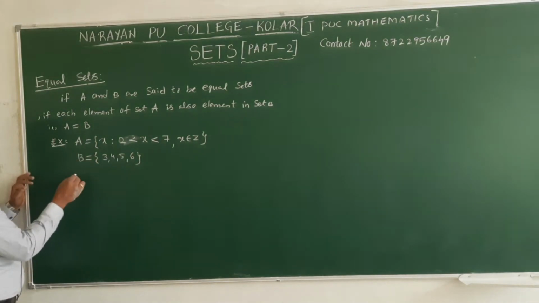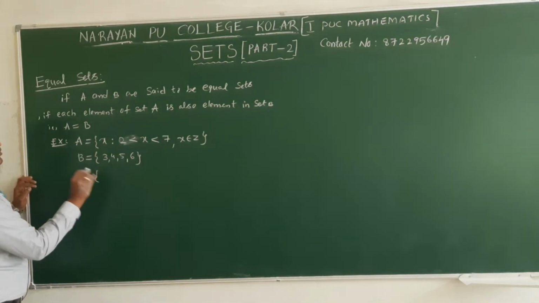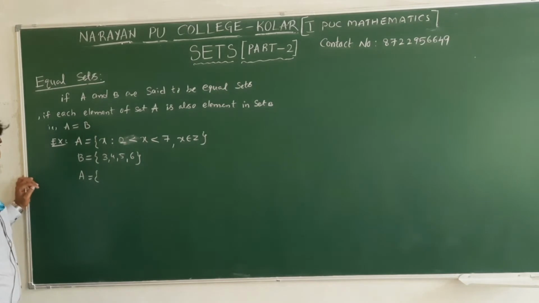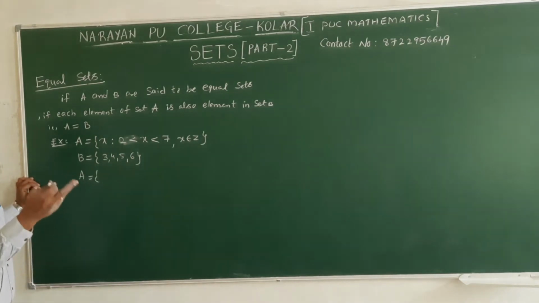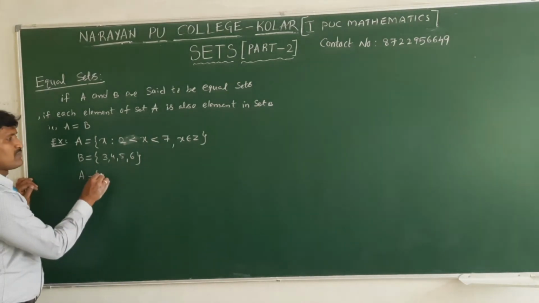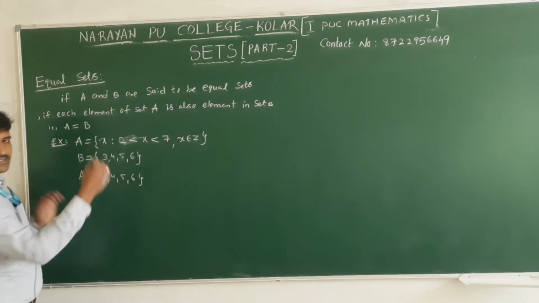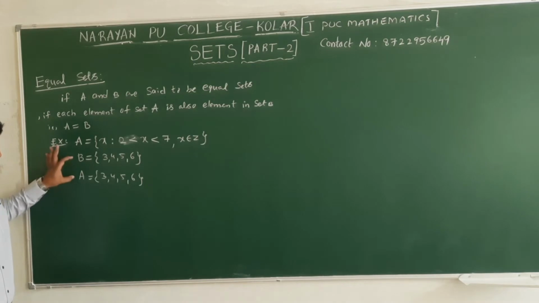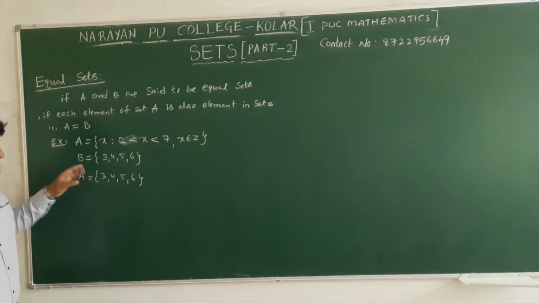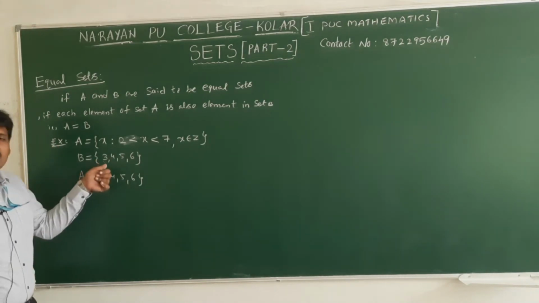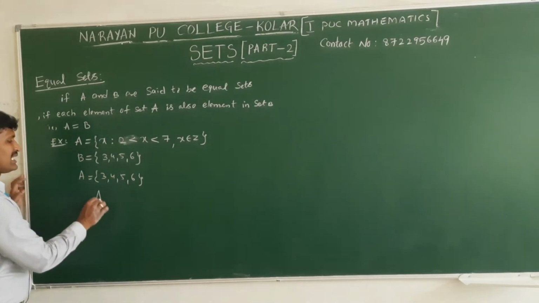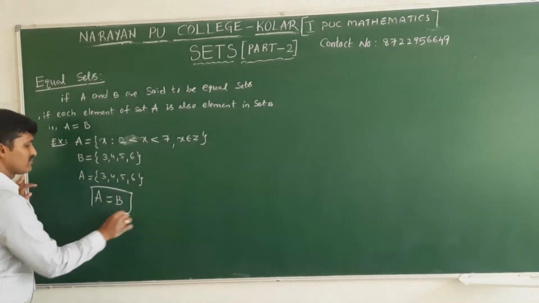Now check in this. Here they have given conditions. X is an integer and this X is lying between 2 and 7. What numbers are there between 2 and 7? Integers 3, 4, 5, 6. Now observe, A and B are both the same. Each element of set A is also an element in set B. That's why clearly we can write A is equal to B.